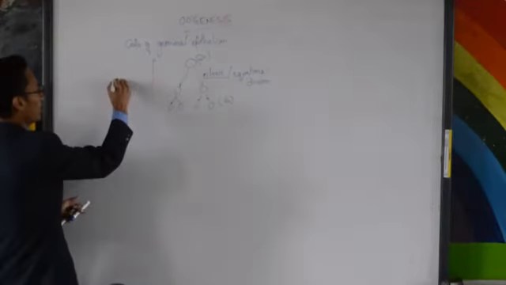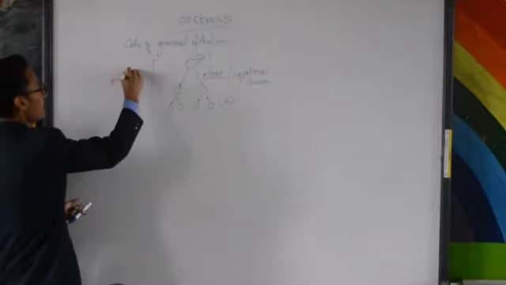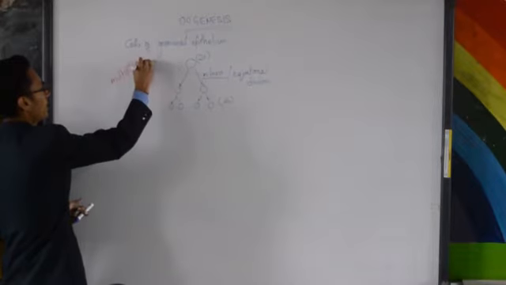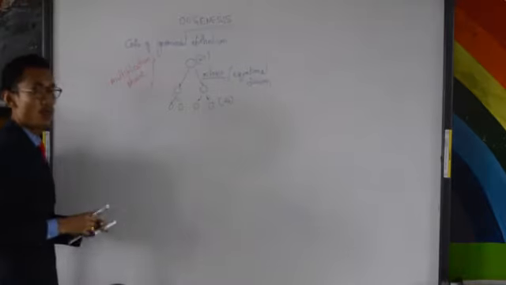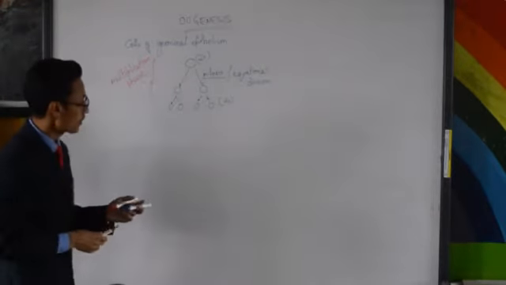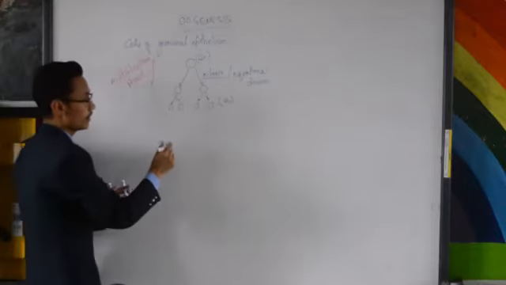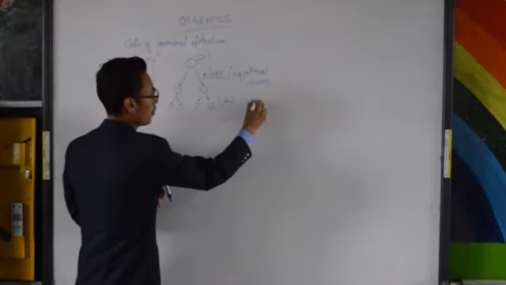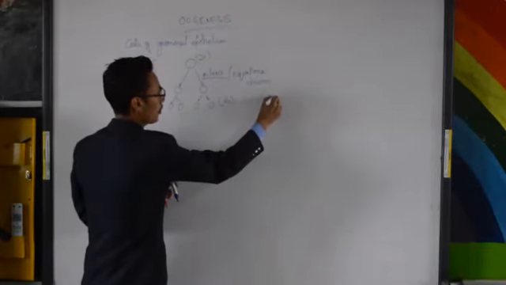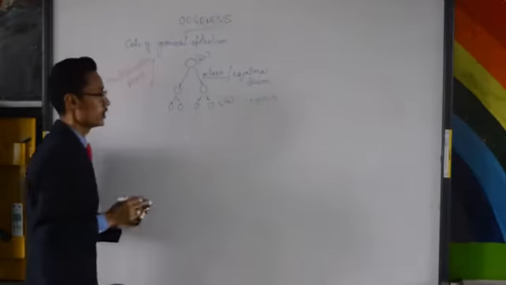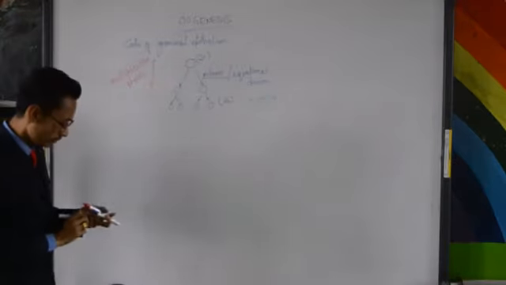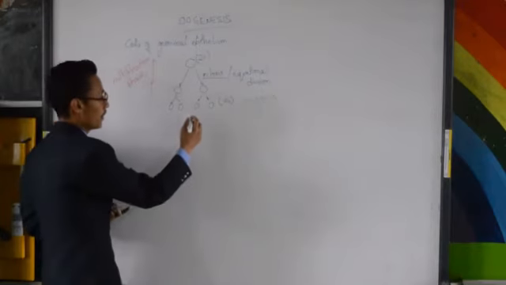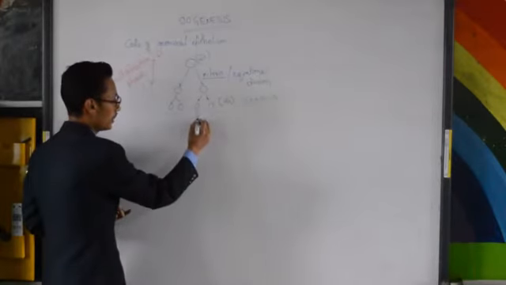So this particular phase, we will call it multiplication phase. We will call it what? We will call it multiplication phase, and these daughter cells will be termed as oogonia. O-O-G-O-N-I-A. Oogonia.